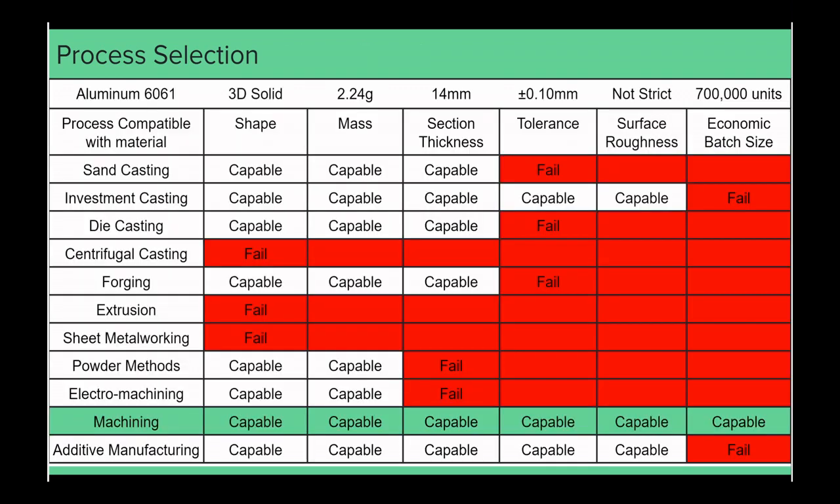We decided that the steam wheel would be made out of thermoplastic. After evaluating all processes compatible with thermoplastic based on shape, mass, section thickness, tolerance, surface roughness, and economic batch size, we determined that the steam wheel would have to be made through either machining or injection molding. We therefore decided to use injection molding.